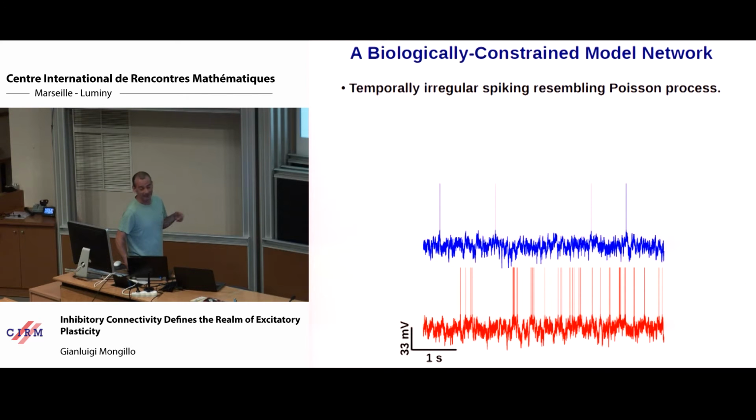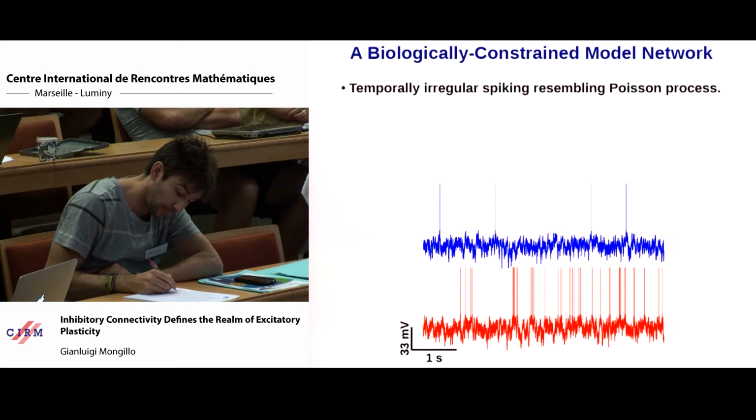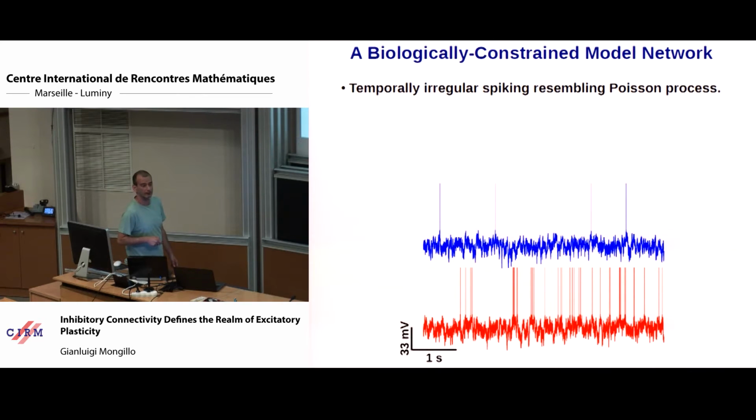First, we check that the activity produced in the network somehow resembles the activity that you observe in the cortex. And in fact, this is what happens. So this is a trace from a synthetic excitatory neuron. This is a trace from a synthetic inhibitory neuron. So blue will always be excitatory and red will always be inhibitory. And so as you can see, this mimics some basic features. So you have fluctuation in the membrane potential, and the spikes are irregular and they resemble a Poisson process.